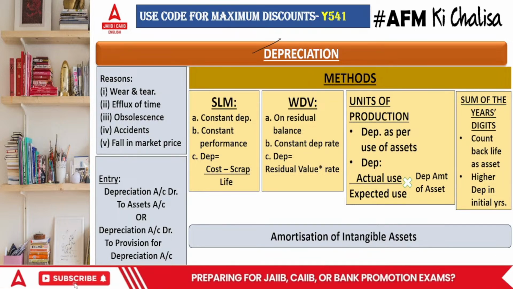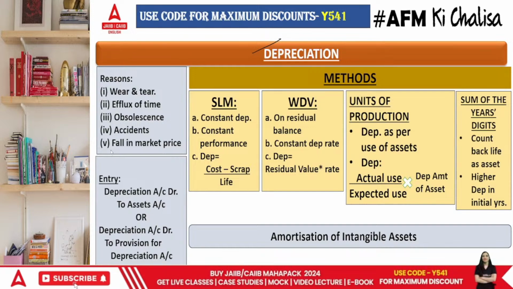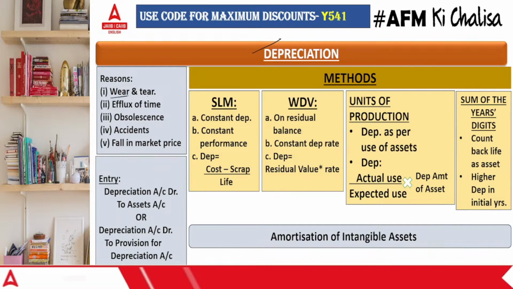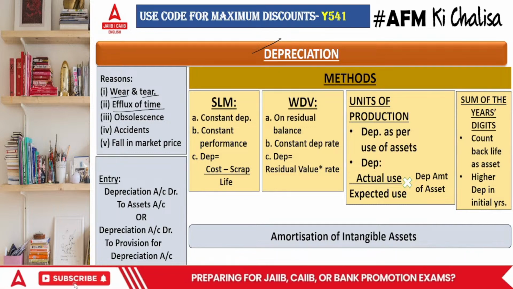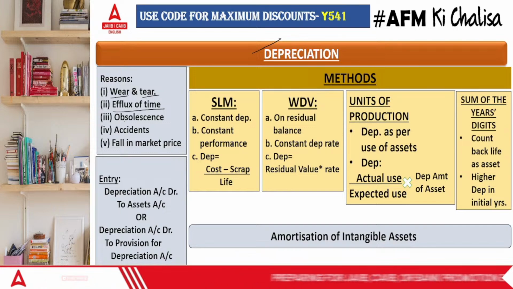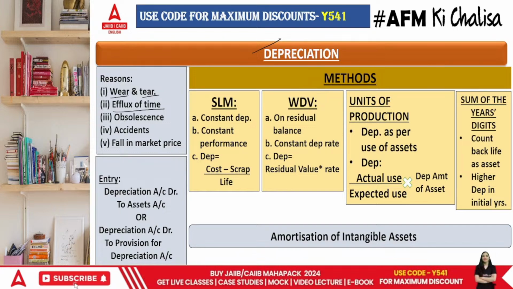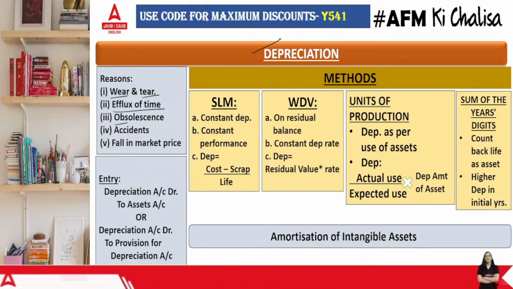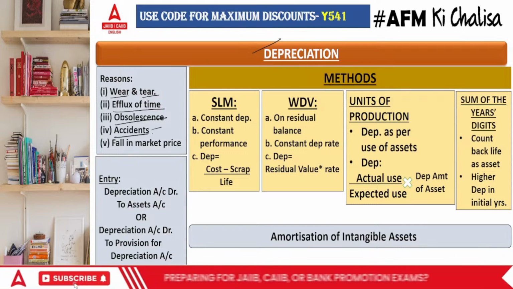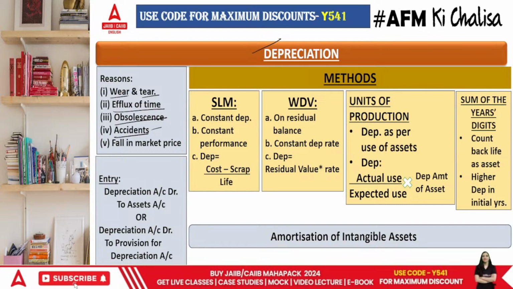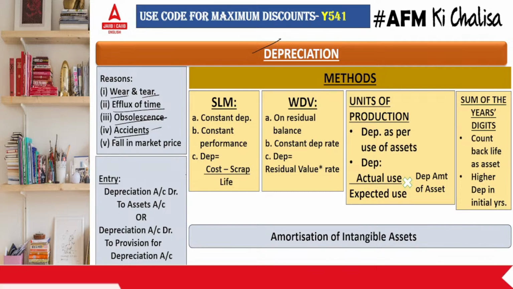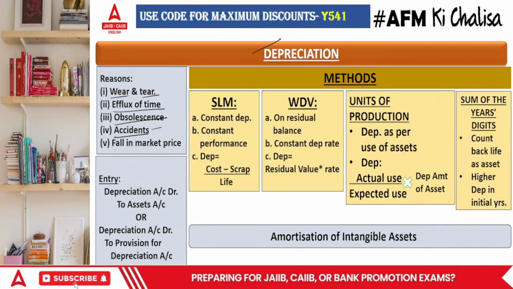Depreciation is the reduction in the value of that asset. Because of what reason? The value of an asset declines because we use it, wear and tear, time passes. Everyone, the previous models have a lower value than the new models. Obsolescence, technological changes, accidents lead to a particular situation where your machinery becomes less valuable and falls in the market price because new models are coming up, old models are losing their value. That is fall in the market price.